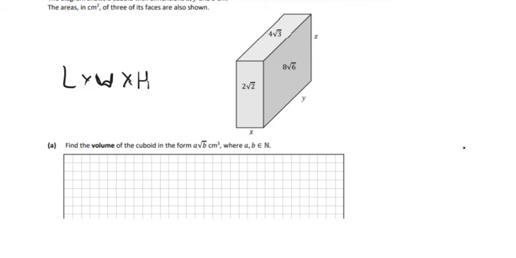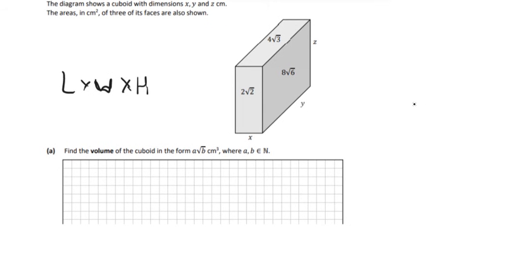So you're going to have to do each of them, but we need to work out what x, y and z are, and they've told us what the areas are. So the area, if you take the front of it there, is just the length times the width. So it's the x times z. So x times z has to be equal to 2 root 2.